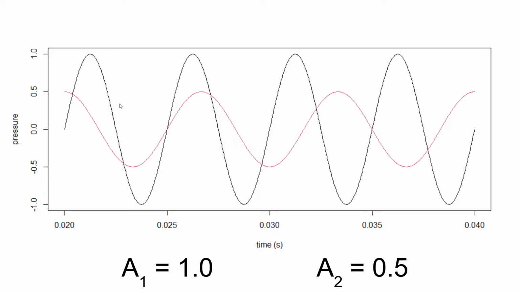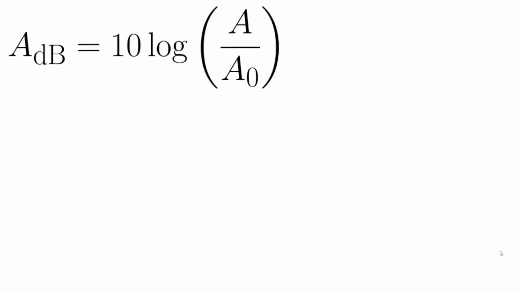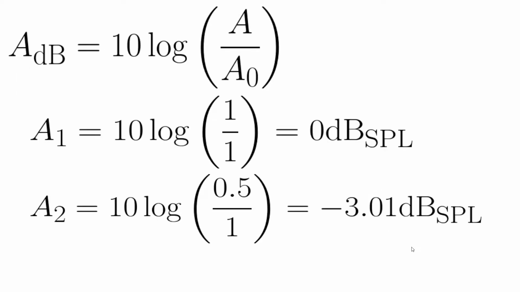And we see the black wave, which we're calling wave 1, its amplitude is 1, right? From the zero line up to its peak is 1. So its amplitude is 1 arbitrary unit. And the red wave, it's only half as high. Its peak is at 0.5. Okay? So we're looking at pressure right now, so we're using the pressure formula that has a coefficient of 10. And let's calculate the amplitude for those two waves.